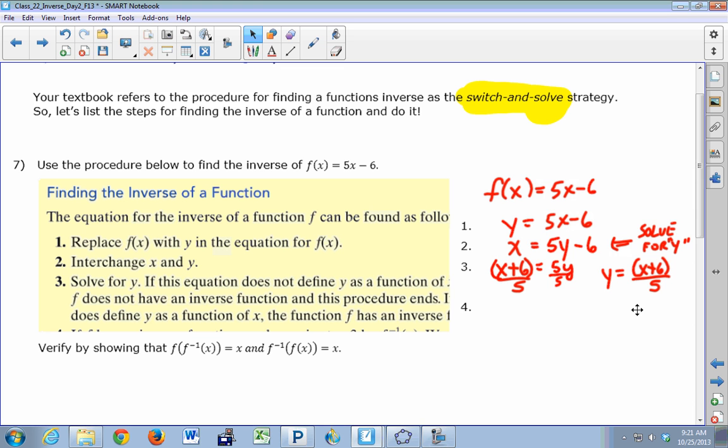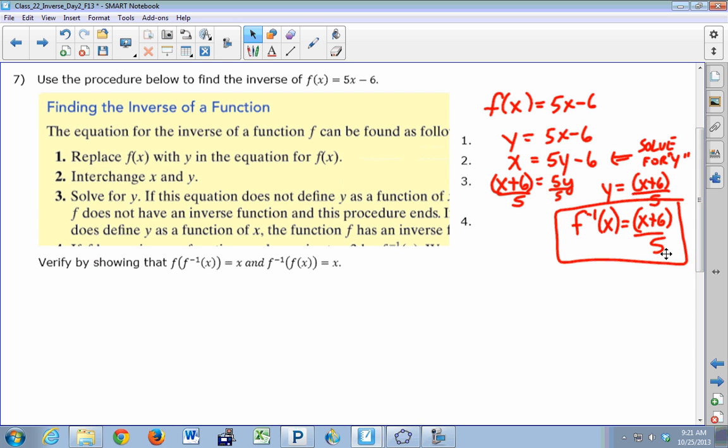So what's the last thing we want to do here? We solve for y, we did that, and what's number 4 say? Well, the next thing we want to do is put this in functional notation. So you want to say y is f inverse of x. That's x plus 6 over 5. So here's what we're claiming is the inverse function. And that's just a straight line as well, so you know it's a function. It's a linear function. And now you have to verify by doing the composition of the two functions.